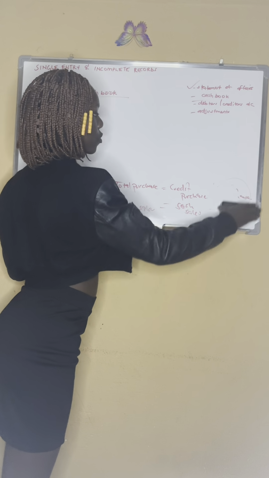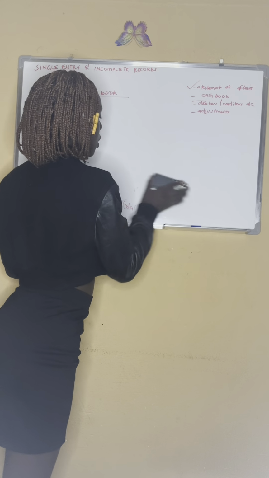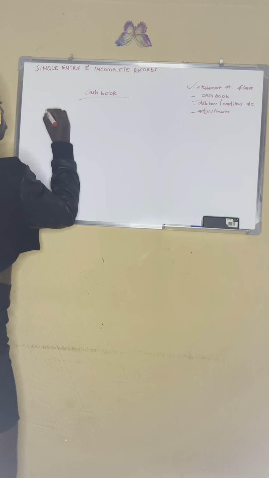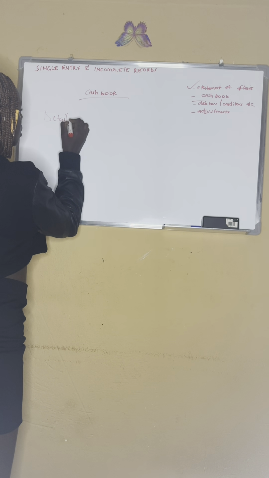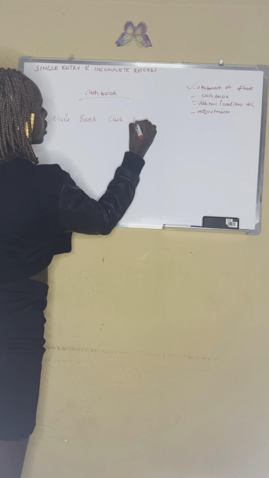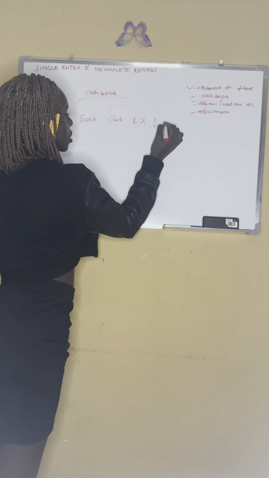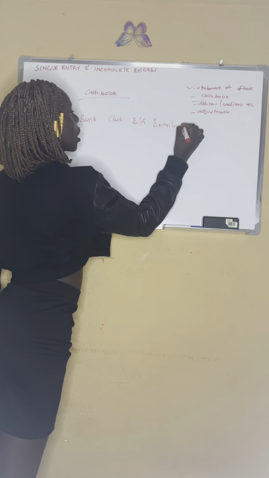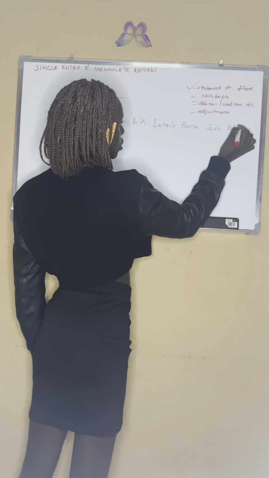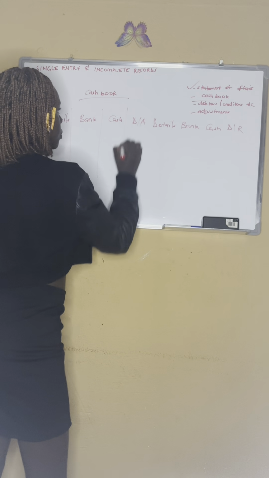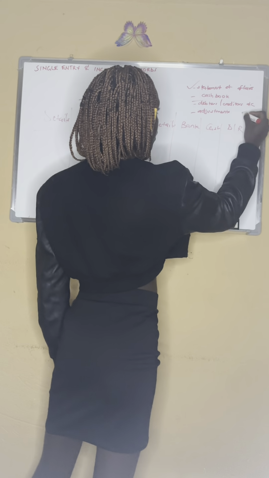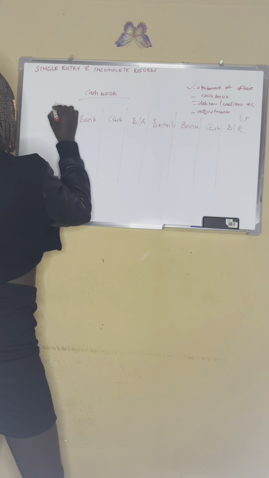A cash book has different formats, but let me draw the 3-column cash book because it's the overall. The cash book looks like this. It has details, bank, cash, discount allowed, details, bank, cash, discount received. This is the CR side, this is the DR side.